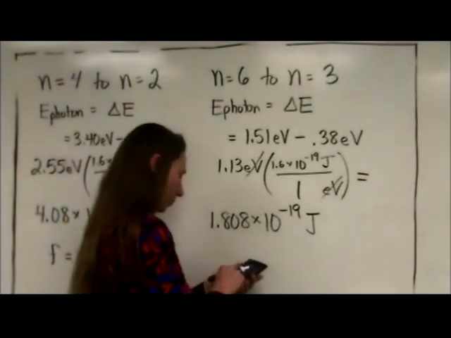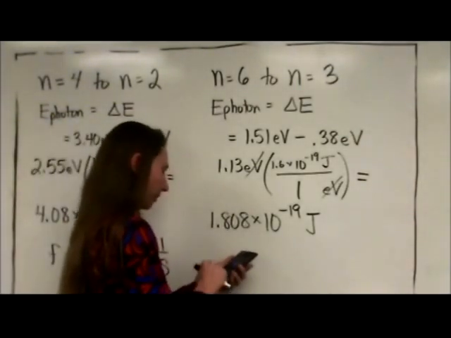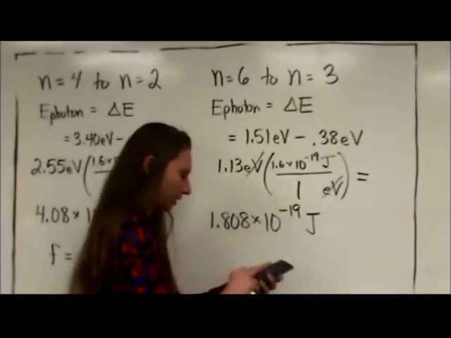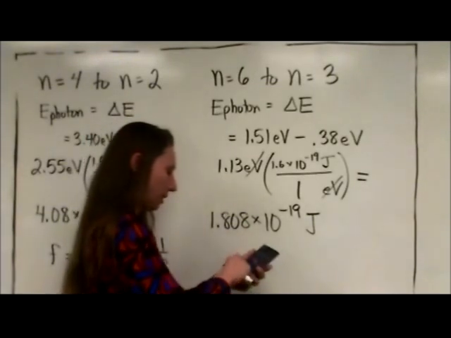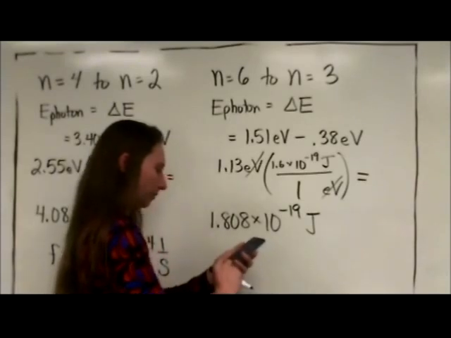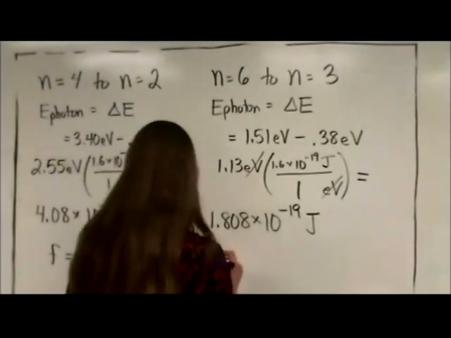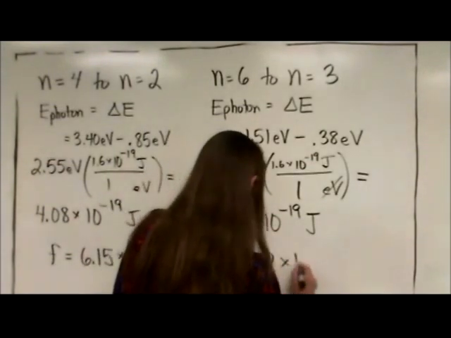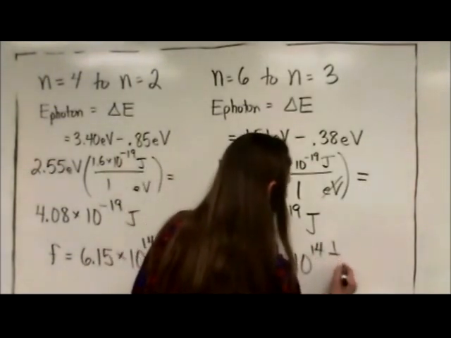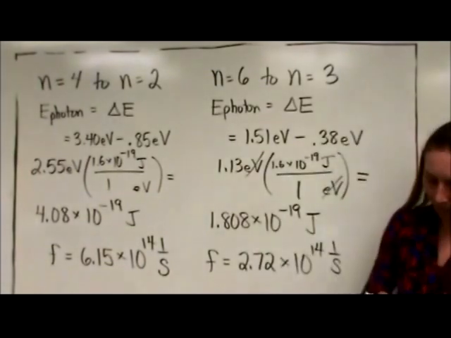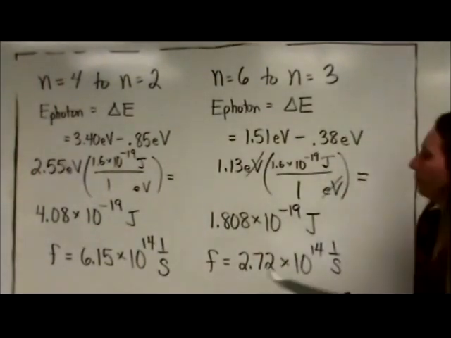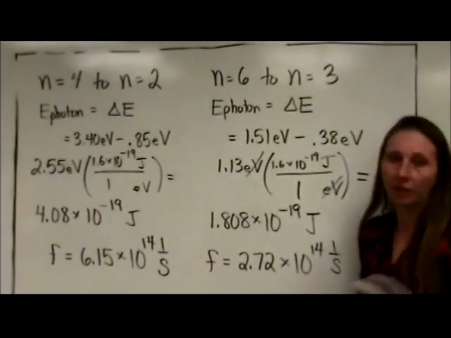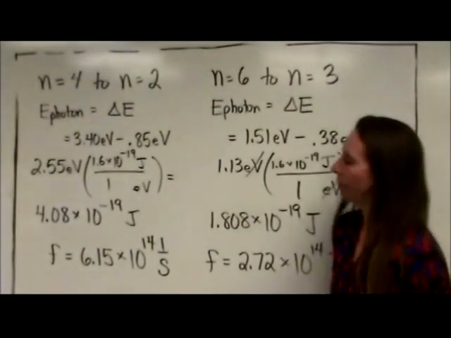This one, 1.808 times 10 to the negative 19, divided by Planck's constant, 6.63 times 10 to the negative 34. So the frequency here is 2.72 times 10 to the 14th 1 over seconds. Now, we want to look up what type of light this is. If it's visible, we want to identify the color.